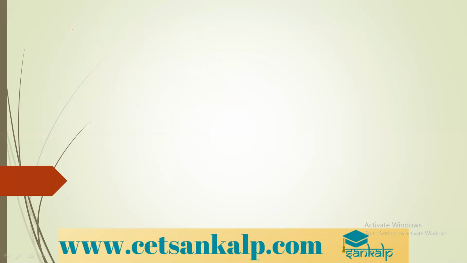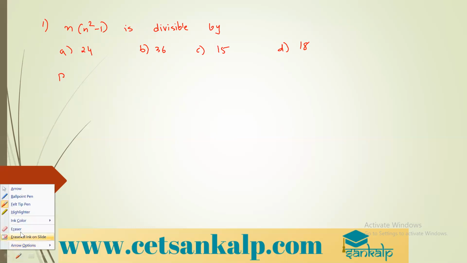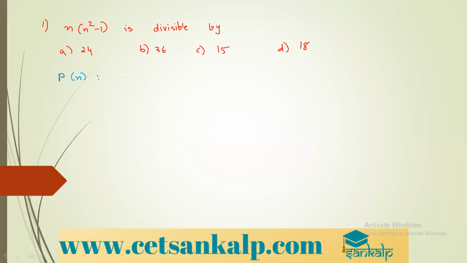So let me do some problems from MCQs. Today, we may not be able to do many, but we will do at least a few. The first question: n into n square minus 1 is divisible by which number? Options are 24, 36, 15, 18. So what I will do, I will take the statement. I'll start answering. So I will use a different color. So I will take the statement P of n, n into n square minus 1.